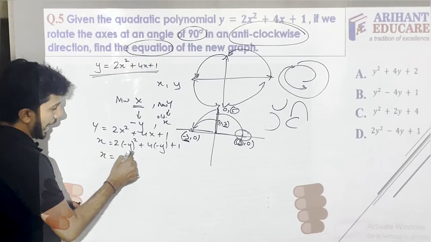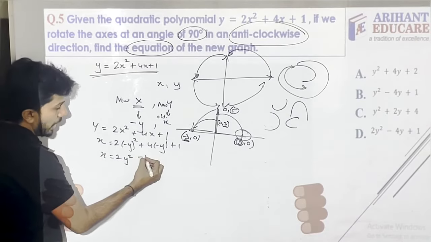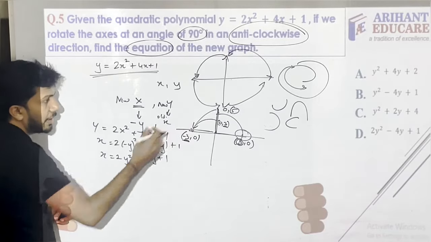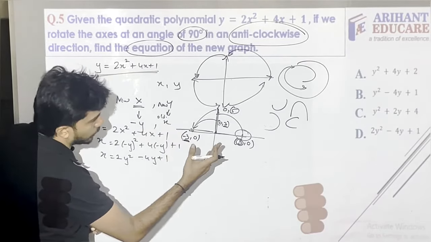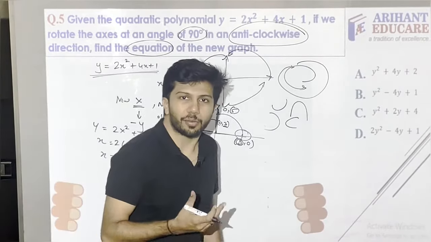Solving it further, we will have 2y square, because negative's square is positive, minus 4y plus 1. Can you see that in the options? First, no. Second, no. Third, no. Oh yes, it is the fourth one. 2y square minus 4y plus 1.